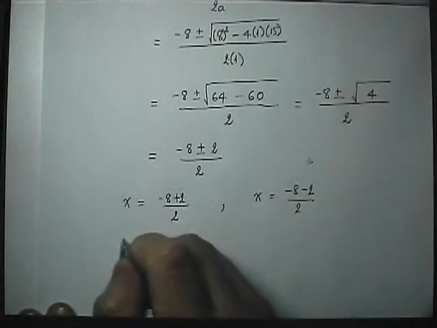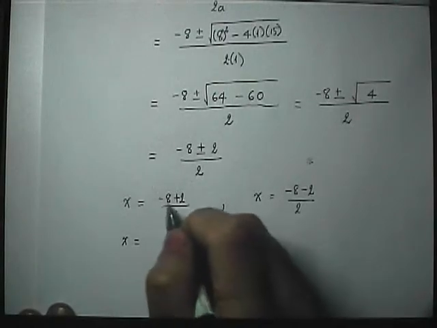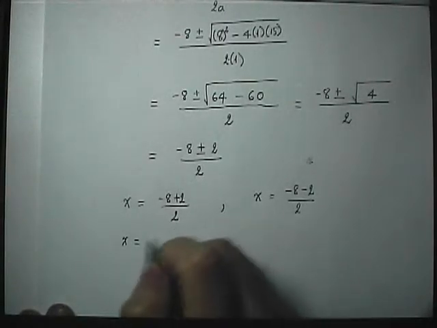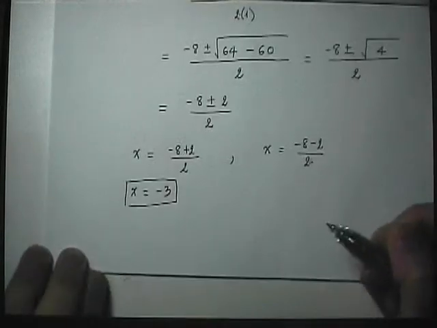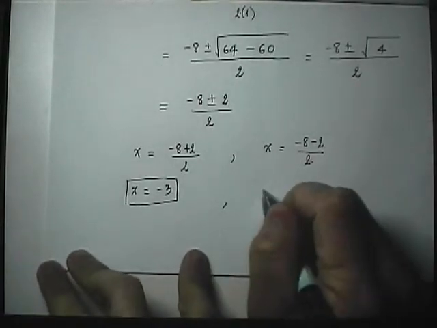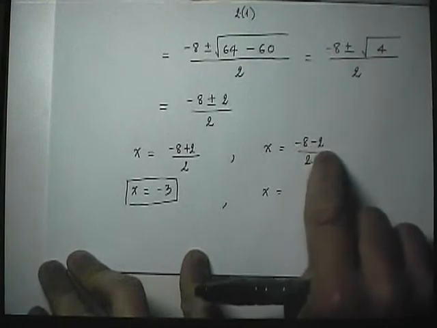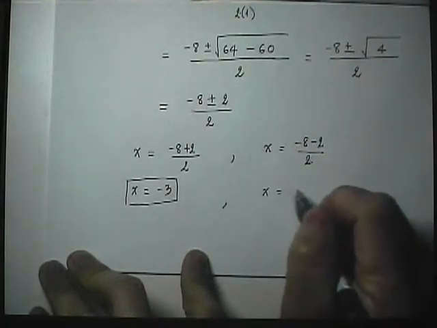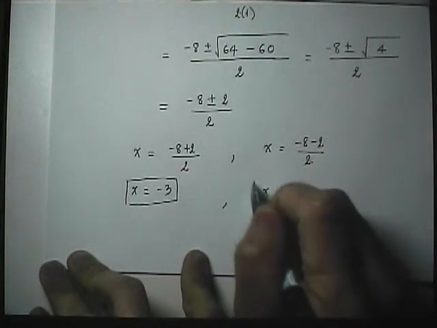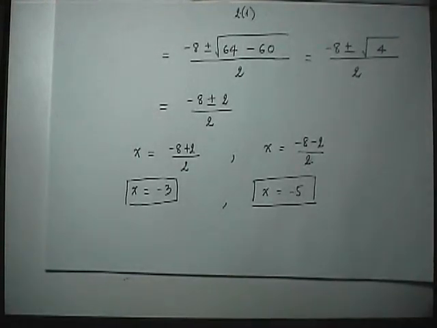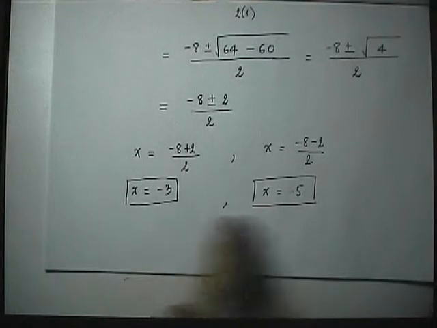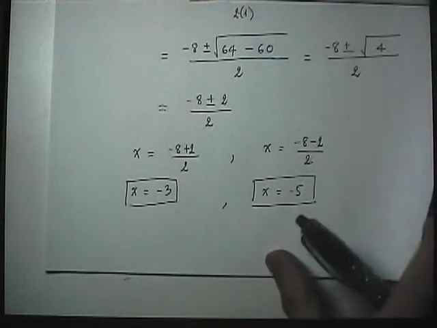And so here comes my first solution. Minus 8 plus 2 is a minus 6, divided by 2 is a minus 3. So that's one of my solutions. The other solution is going to be x equals minus 8 minus 2 is a minus 10, divided by 2 is minus 5. Okay, so these are my two answers to the quadratic equation, and those are my two solutions for the first example here.